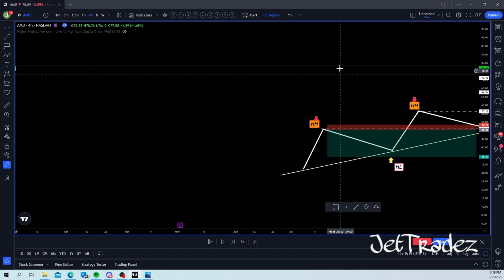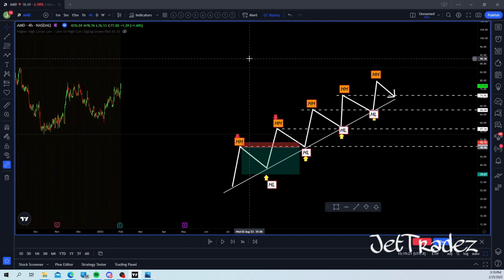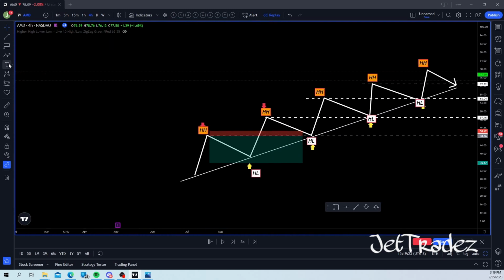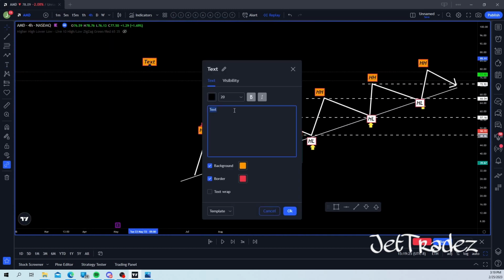So in this case, this is the kind of trend you want to check on the bigger time frame. You want to check this on the 4-hour time frame. So you want to start to find a trend on a bigger time frame.